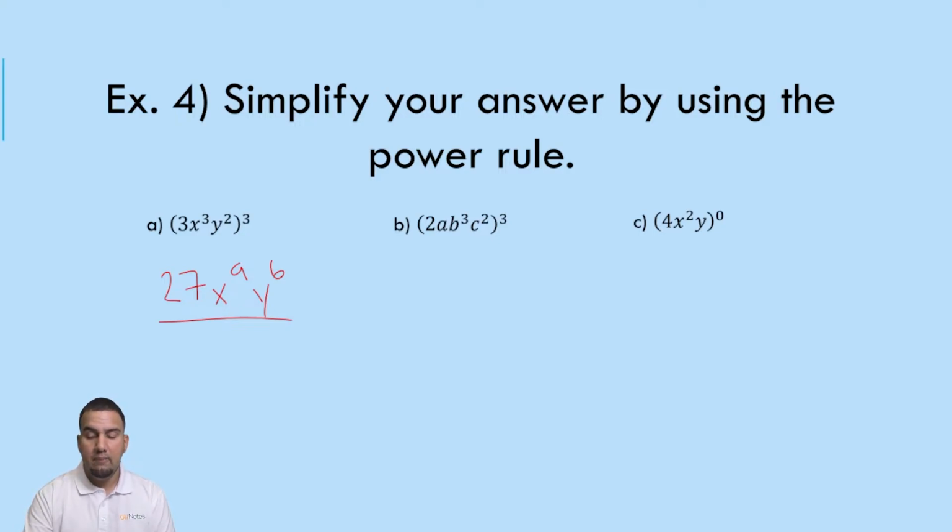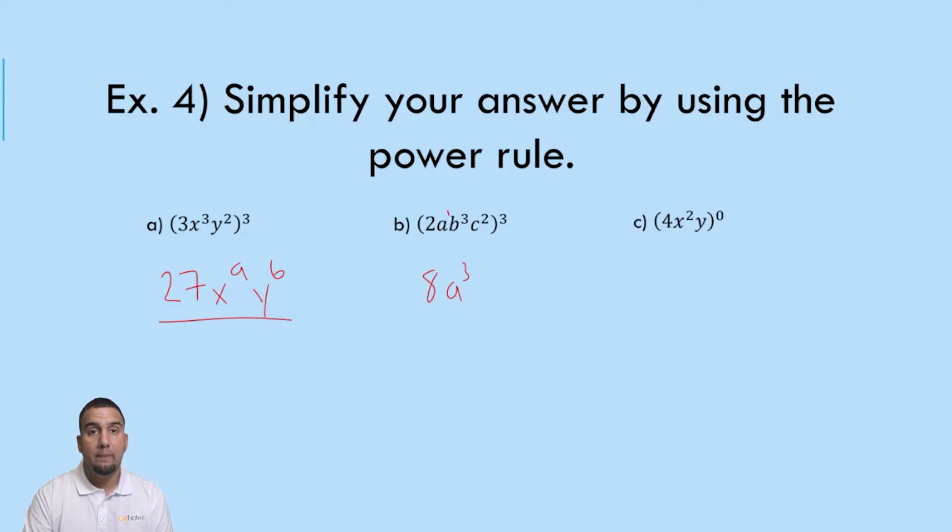So now moving on to B, I'm going to do the same thing. 2 cubed is 2 times 2 times 2, which is going to be 8. I don't like a by itself. Remember, what number are we going to put as the exponent? We're going to put 1. So now I'm going to multiply these exponents. 1 times 3 is 3, so it's going to be a to the third.